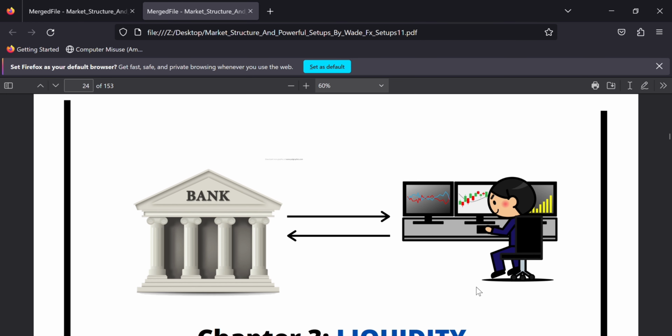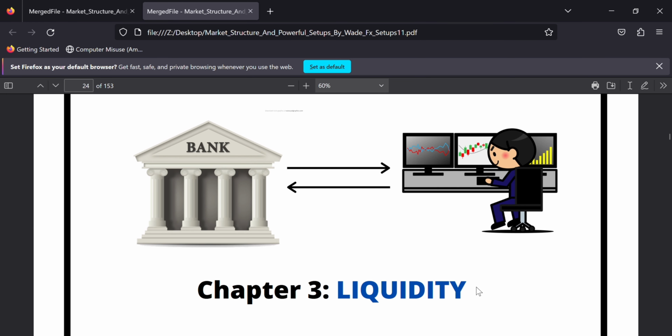Yeah, that's it for today. This is the next topic: liquidity in supply and demand. This book is very long, as you can see.